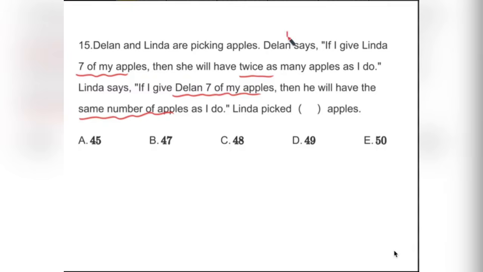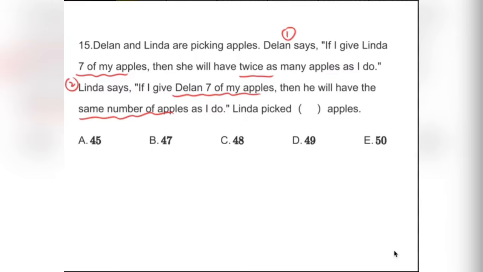Well, everyone, you see that according to these 2 statements, maybe we start from the Linda one. Why? Because we know that if Linda gives Dylan 7 apples, then they will be the same, which means what is the difference between the number of apples here? Yes, it should be 14. Because if you give 7, the other person gets plus 7, so to make the same number, the original difference should be 7 plus 7, which is 14.